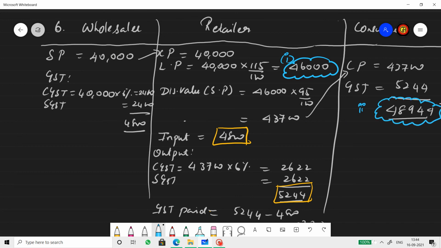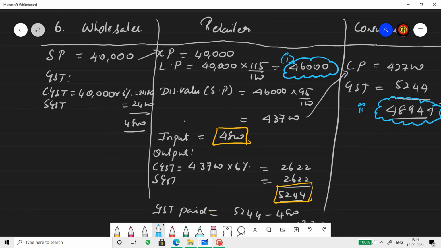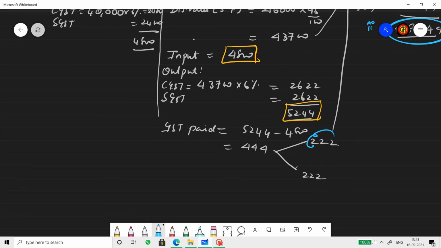This is case 2. Now, the amount of tax paid by the retailer to the central government. What is a retailer paying to the central government? The retailer is paying 222 to the central government. Right? Sorry, I have to subtract and write the figure. So it's over here. This one is done. And this one, yes. This is what he pays. So this is case 3 answer.